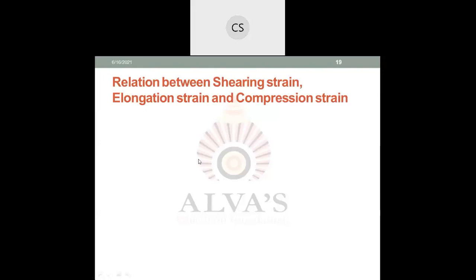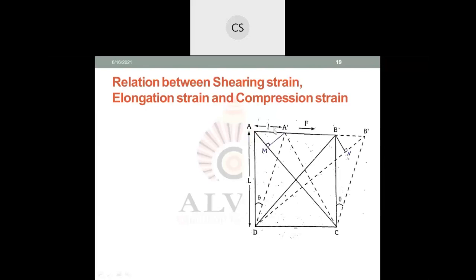All right, today what we are going to see is the relationship between shearing strain, elongation strain and compression strain. How exactly this works, let us see. To understand shearing strain, let us consider a cube.